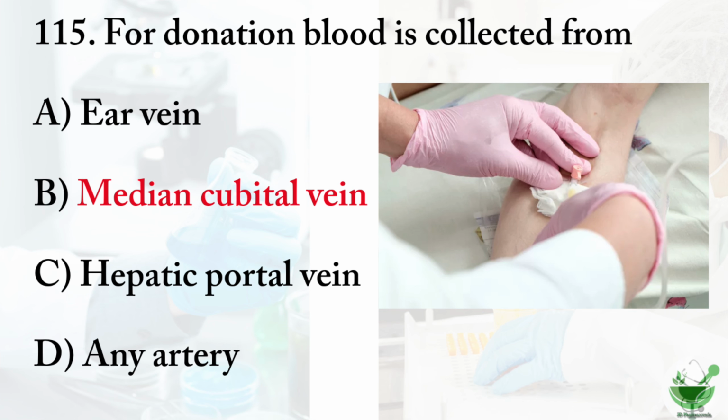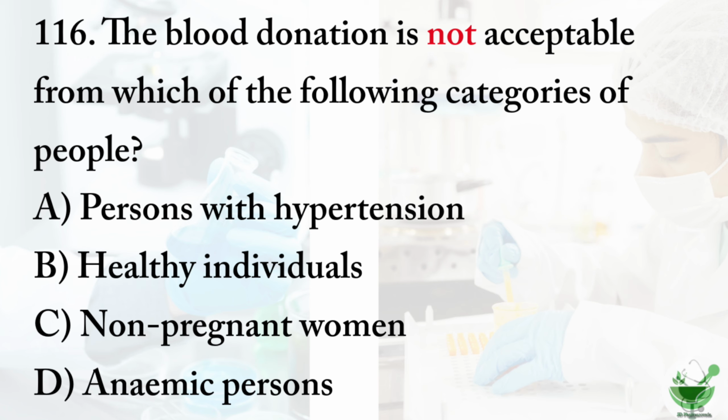Then question number 116. The blood donation is not acceptable from which of the following categories of people? Option A persons with hypertension, option B healthy individuals, option C non-pregnant women, and option D anemic person. The correct option is option D anemic persons.